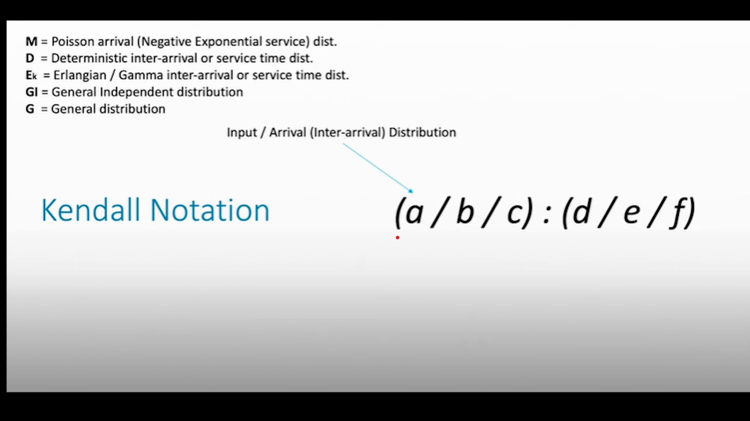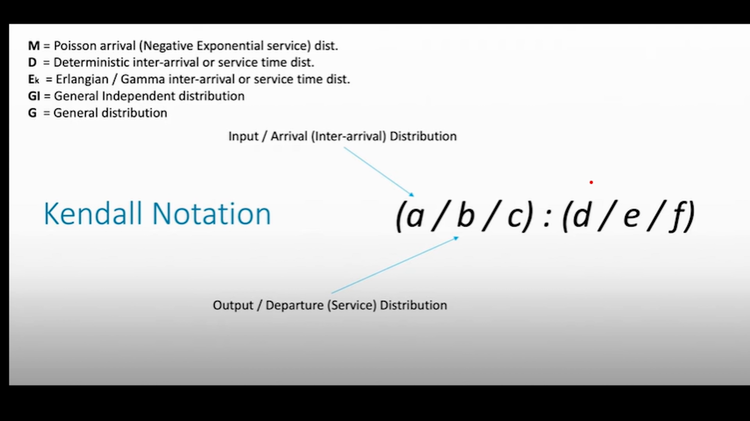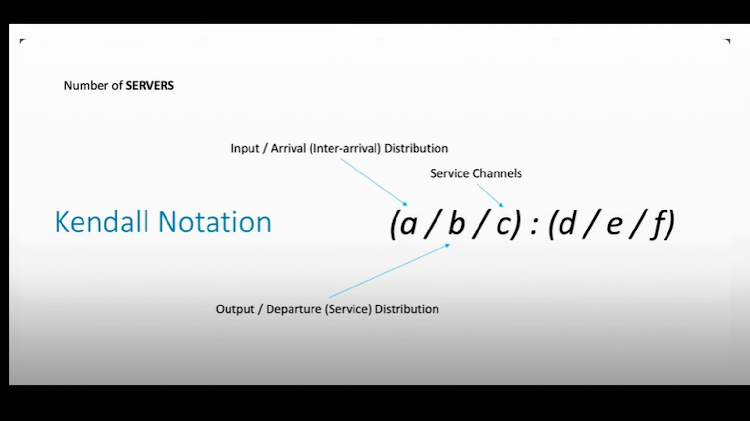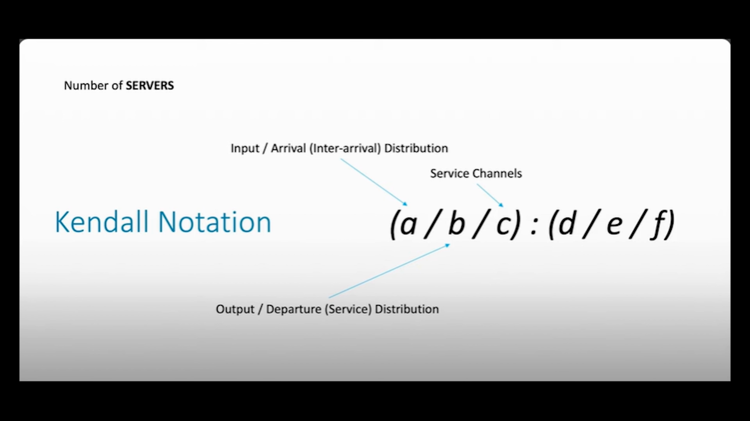So let's talk about Kendall notation, which can be broken down into six parts: A, B, C, D, E, F. A is known as input or arrival distribution, which can take many distributions like Markovian or deterministic and many more. The second part is B, which is output or departure distribution. It can also take many distributions like exponential or deterministic and many more. Next is C, which is a service channel.